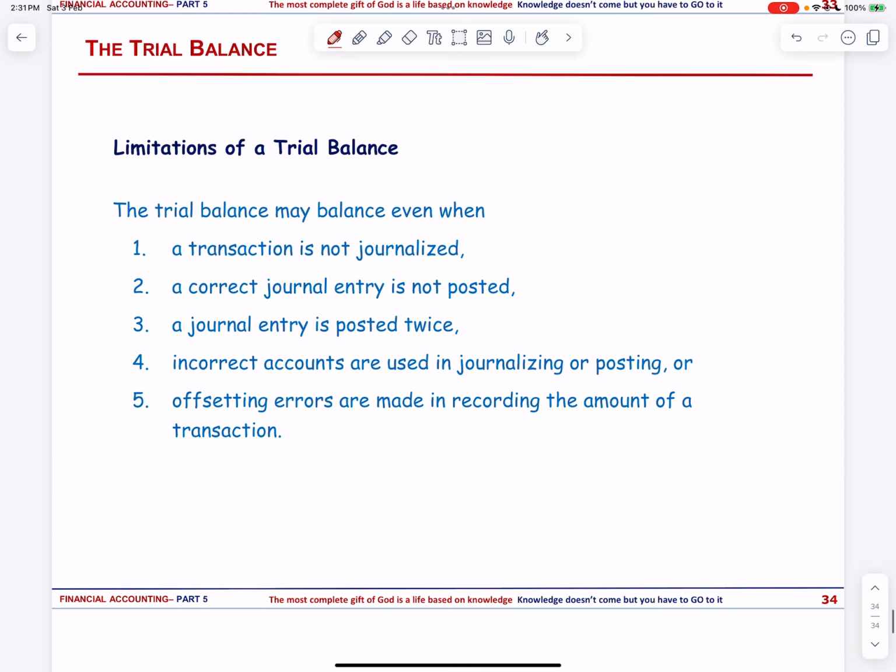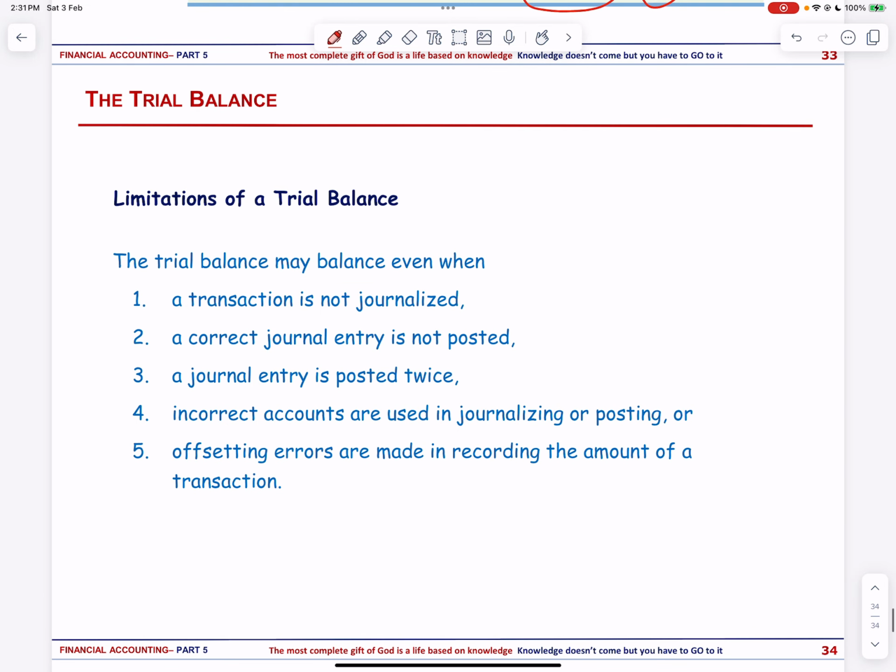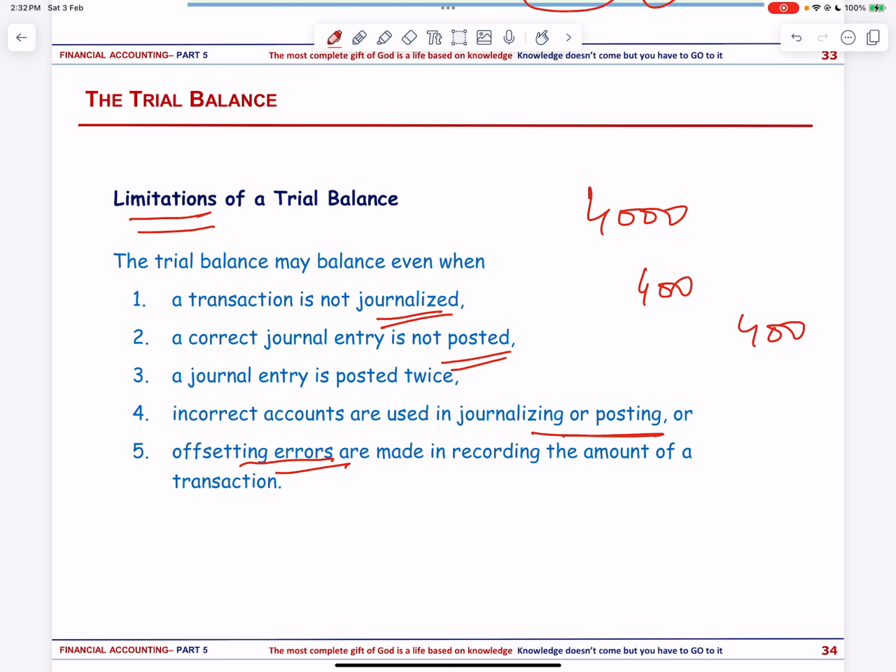Now, however, there are some limitations of the trial balance. It may be balanced even when a transaction is not journalized, or a correct journal entry is not posted. That is, suppose the amount is 4,000, but we have debited by 400 and credited by 400 as well. So the trial balance is still going to be balanced. It may also balance if a journal entry is posted twice, or incorrect accounts are used in journalizing or posting, or offsetting errors are made in recording the amount of a transaction.